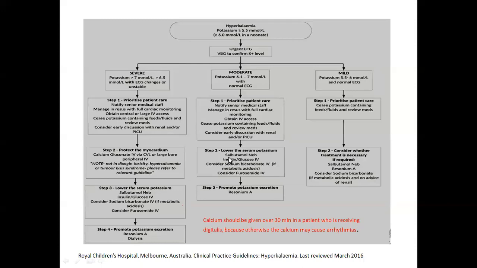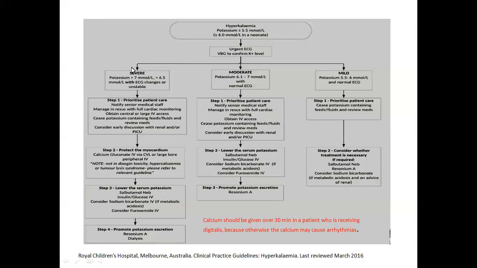In that, the first step is salbutamol and insulin with glucose, and you need to consider bicarbonate when the child has metabolic acidosis. Also, you need to consider furosemide and resonium for the excretion. So the inside shift, and along with that, you need to excrete it.